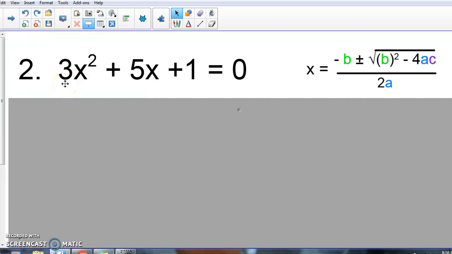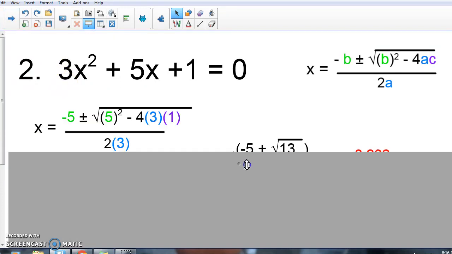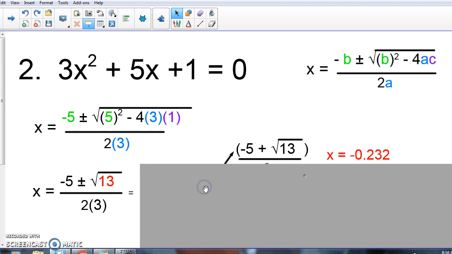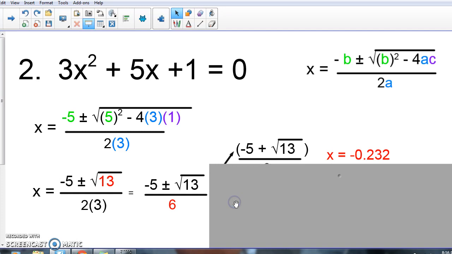If I had 3x squared plus 5x plus 1, I'm going to put everything in the correct spot. Notice I have a plus 5, so the opposite of b is to put a minus 5. Plus or minus, I'm going to have 5 squared minus 4 times 3 times 1, all over 2 times a, which is 3. So the first thing is I need to figure out what is this 5 squared minus 4 times 3 times 1. And so that ends up being 13. And then I'm also going to figure out what is 2 times 3, which is 6.